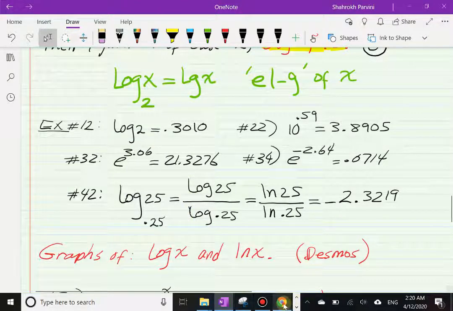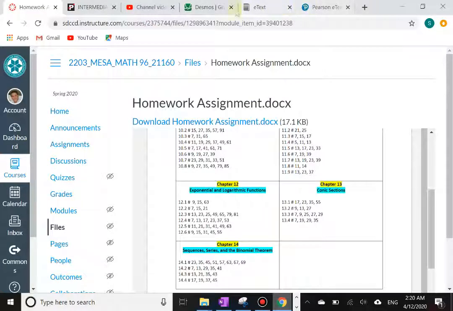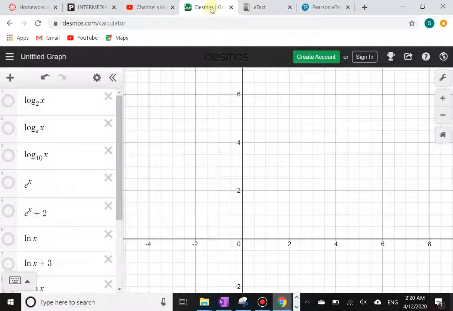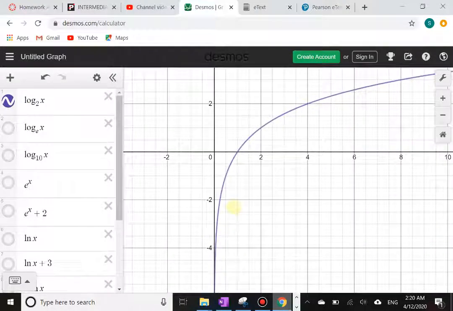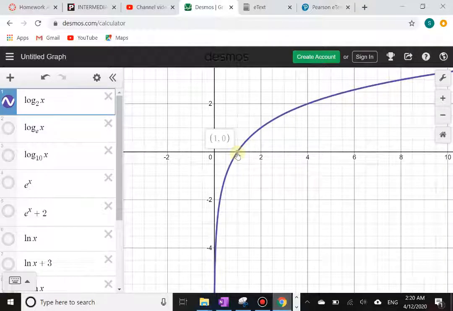So let me actually now go to Desmos. I'm in Desmos now. I've already listed some logarithmic and exponential functions that we're going to look at their graphs. So first of all, let's take a look at the graph of log of x. And there you go. This is what this graph looks like. And remember, all logarithms, unless you shift them to the right, left, up, or down, go through the point 1, 0. So this is a graph of log base 2 of x.